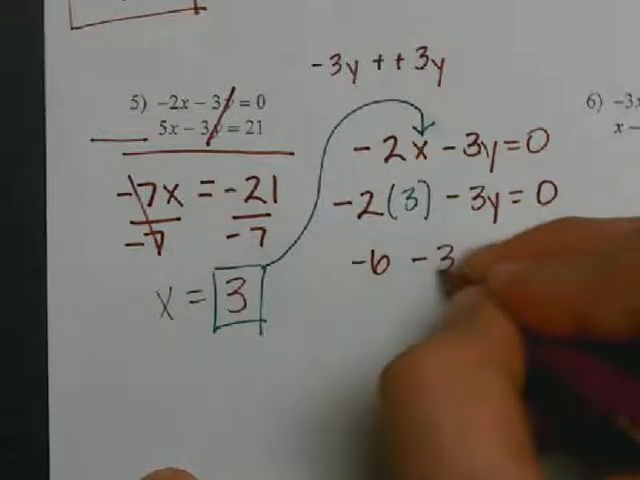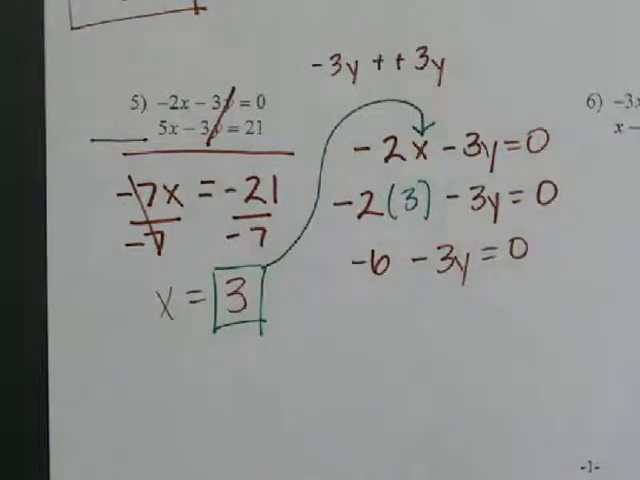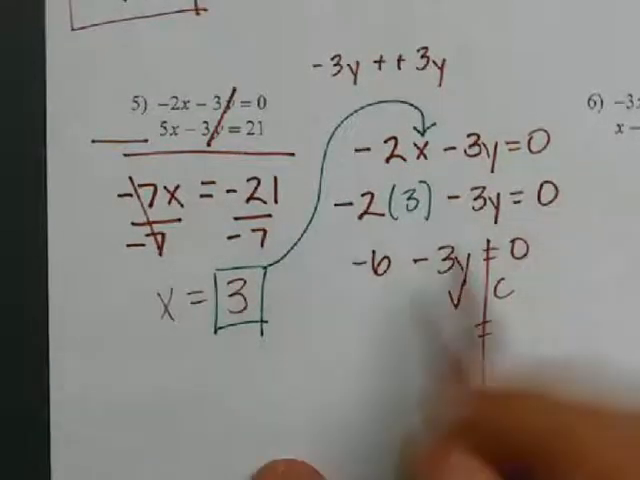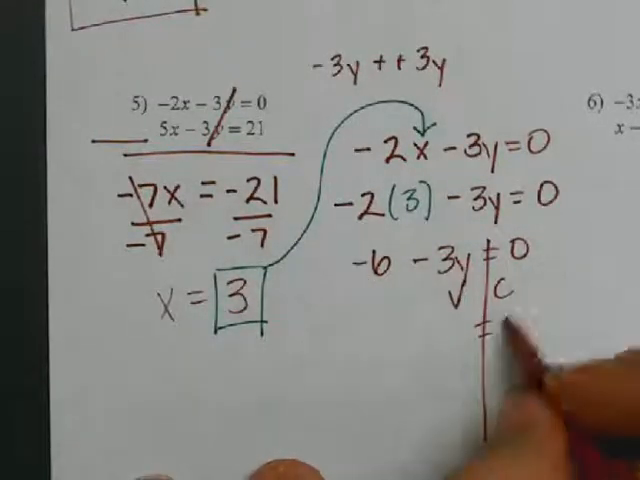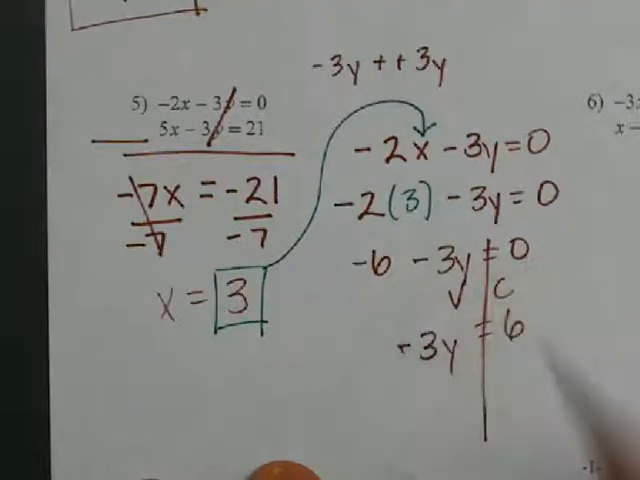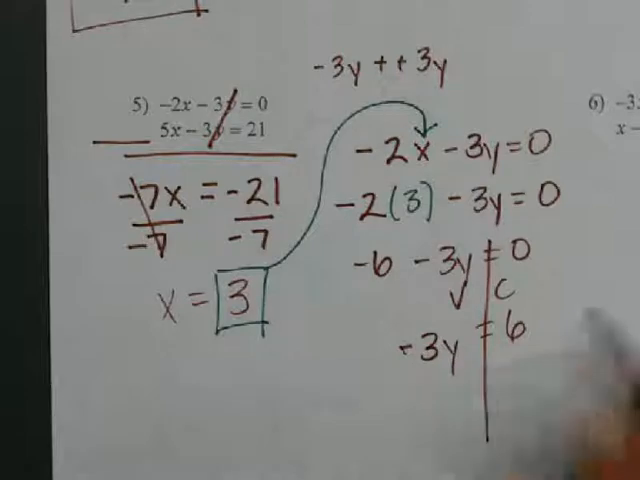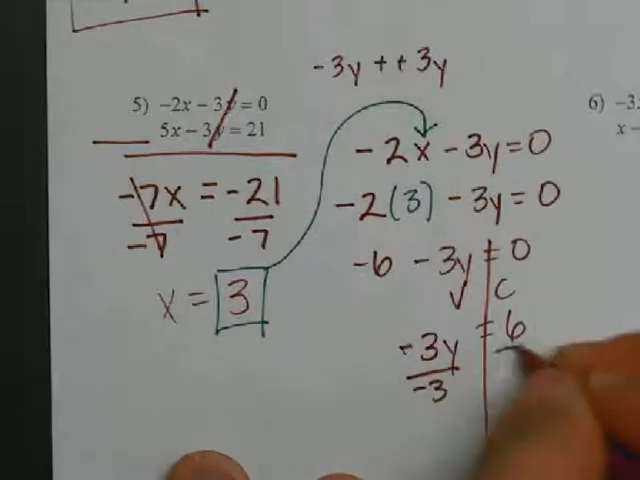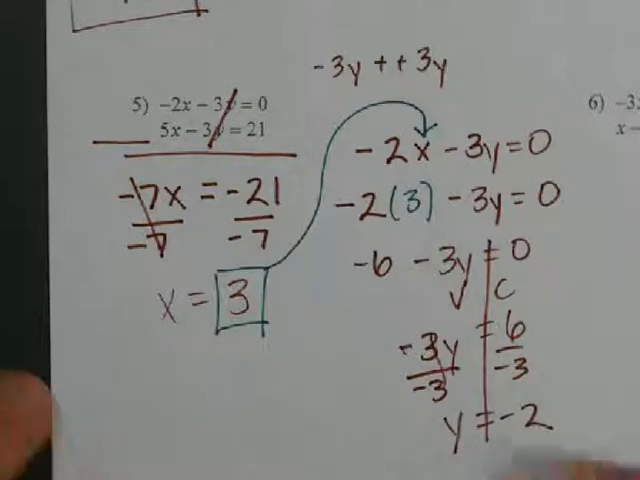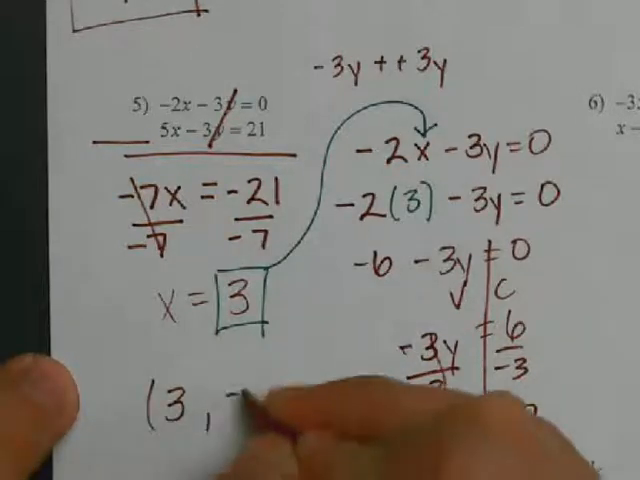Minus 3y equals 0. From there, we're going to do variables and constants. Variables, constants, equal sign. Negative 6 is a constant, so move it over, change the sign. Negative 3y is a variable, so drop it. And then obviously 0 is a constant. From there, it's a one-step equation, so just divide both sides by negative 3. y equals negative 2. So my final answer: x is 3, y is negative 2.